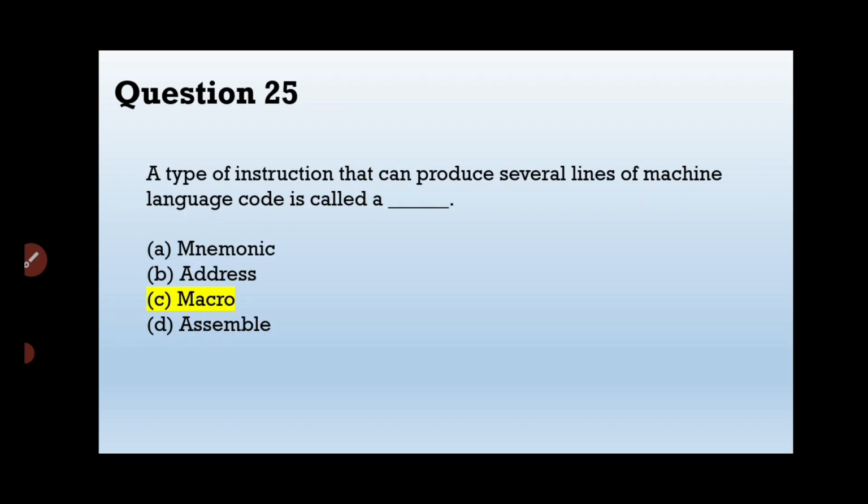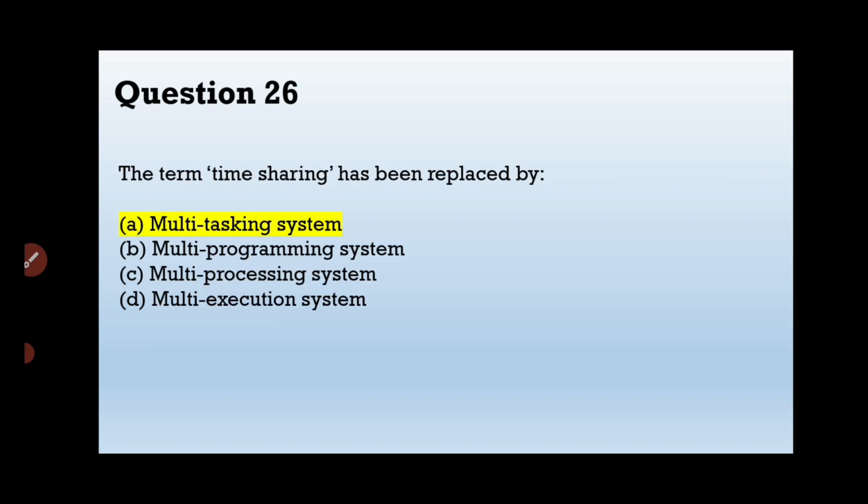Question number 25. A type of instruction that can produce several lines of machine language code is called a. Your correct option is option C, macro. Question number 26. The term time sharing has been replaced by. Your correct option is option A, multitasking system.